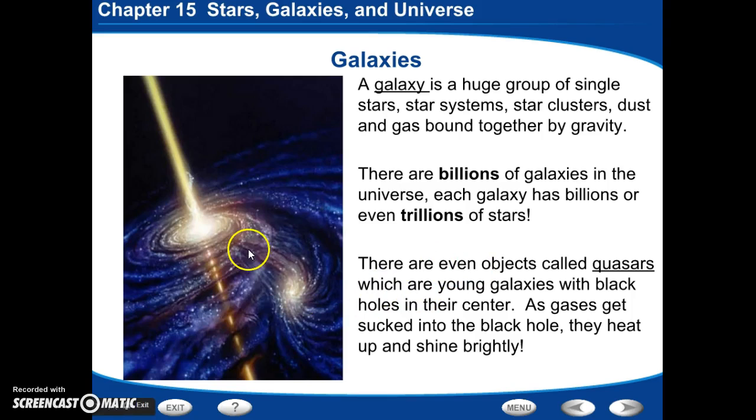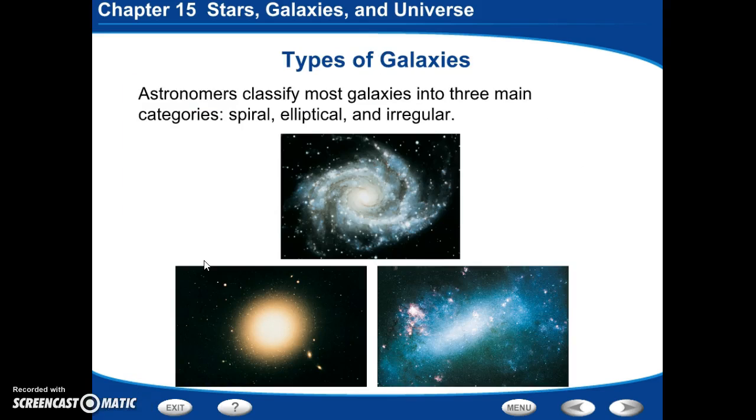There are even objects called quasars, which are young galaxies with black holes in the center. That's actually what this one is picturing here. And as gases get sucked into the black hole, they heat up and they shine. They make this bright light that they can see with things like our Hubble telescope.